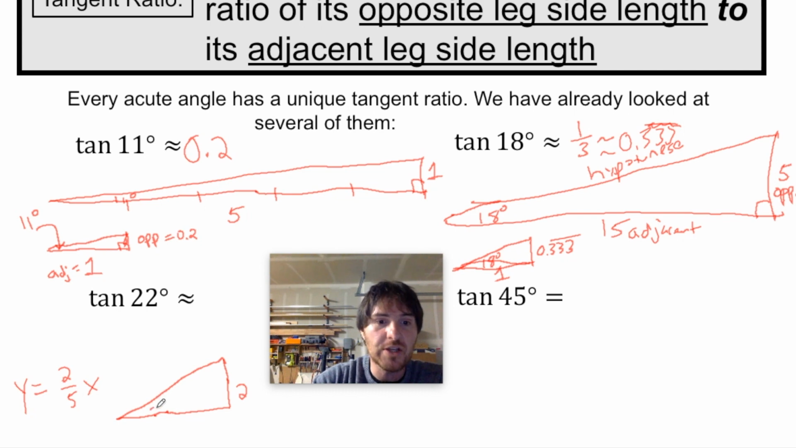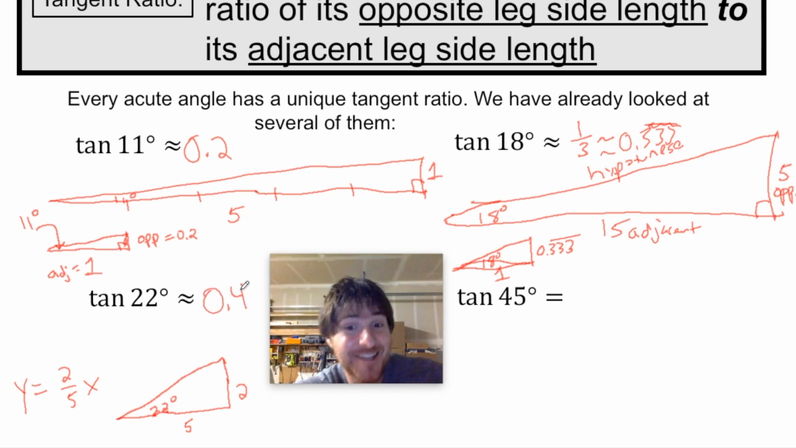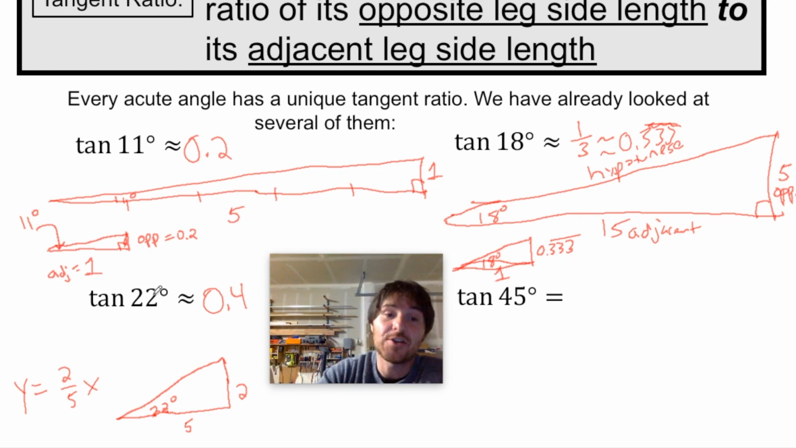So a 22-degree angle results in a 2 to 5 ratio. So tangent of 22 degrees is 2/5, or what you're going to see is all of our tangent ratios are going to be written out as decimals. So get used to it as decimals. So if I have a 22-degree angle, a little bit bigger than these 18-degree angles, just a tad bigger here.